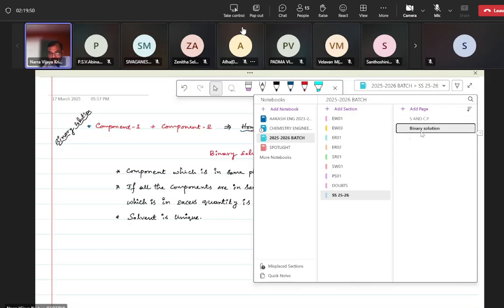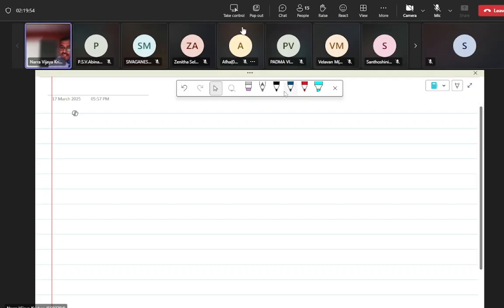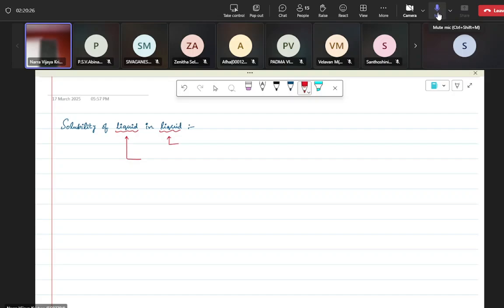Right, sir. Now I am taking next side heading, sir. What is the side heading? Solubility of liquids in liquid. What is the meaning of it, sir? What is solubility of liquid in liquid? What is the meaning of it? Less volatile solute in less volatile solvent. Any questions?